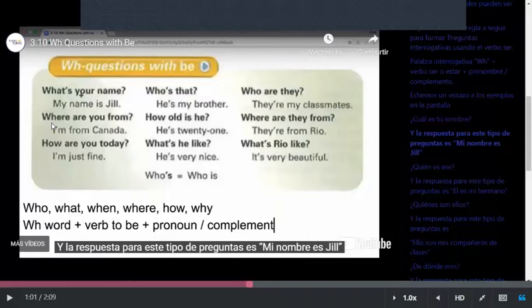Jackie Chan is from China. Correct. He is from China. Good job, guys. Good job.